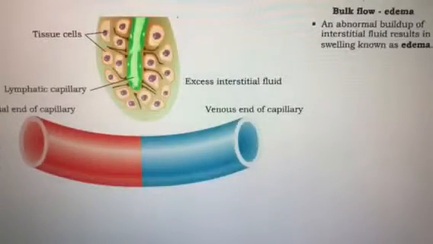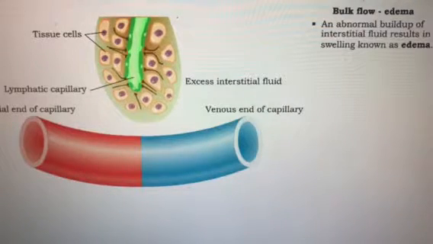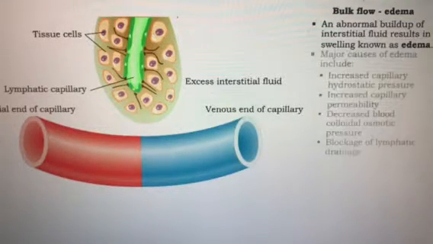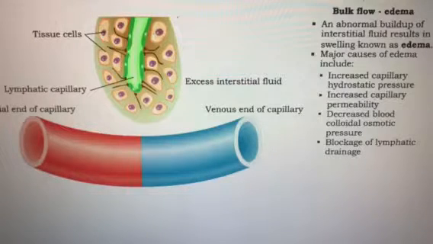An abnormal buildup of interstitial fluid results in swelling, known as edema. Edema is a symptom of increased blood hydrostatic pressure, or capillary permeability, decreased blood colloid osmotic pressure, or a problem with normal lymphatic drainage.